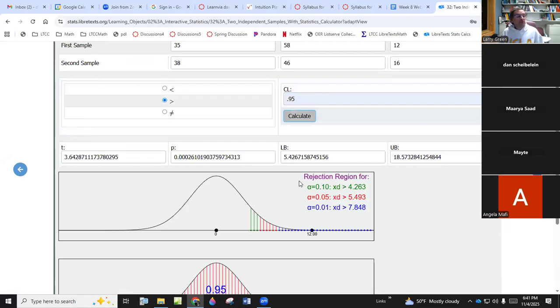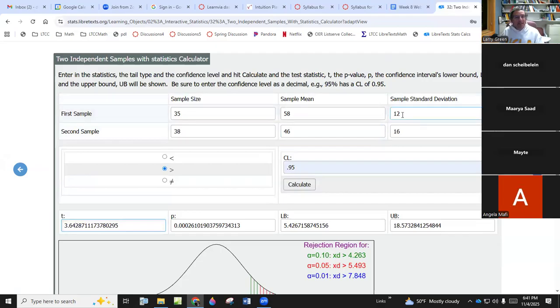And there we go. We have a test statistic. Notice it's not Z, it's T, because now we're talking about means and we don't know the population standard deviations. So we're doing a little extra guesswork, and that means we have to use T instead of Z. The test statistic T is about 3.64287. The P value is 0.00026, very small.